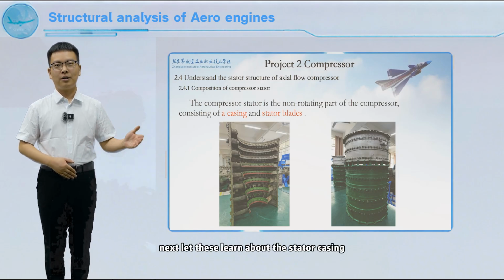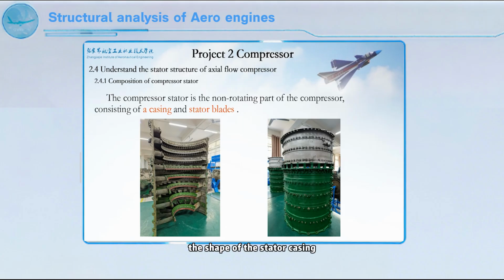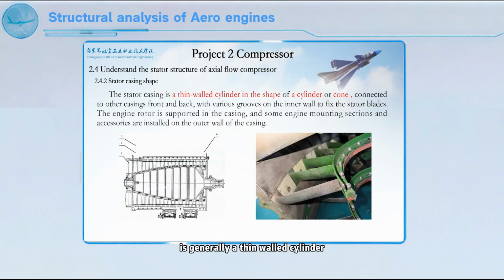Next, let us learn about the stator casing. The shape of the stator casing is generally a thin-walled cylinder with a cylindrical or conical shape. It is connected to other casings at the front and back and has various forms of grooves on the inner wall to fix the stator blades. The engine rotor is supported in the casing, and some engine mounting sections and accessories are installed on the outer wall of the casing. As shown in the figure, this is the compressor stator of the turbojet 6 engine. You can see that its bleed valve component is located on the outer wall of the casing.